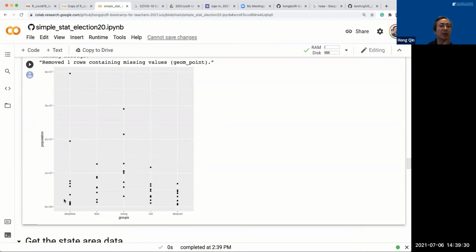But there's also a state with a very small population. It also tends to be a deep blue. So it's not a very good predictor anyway.